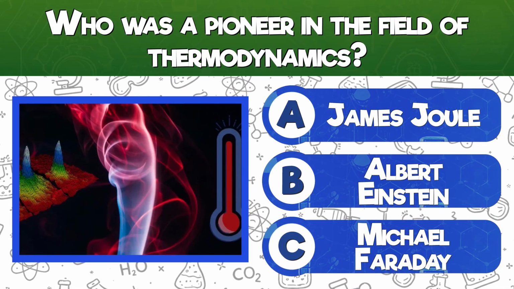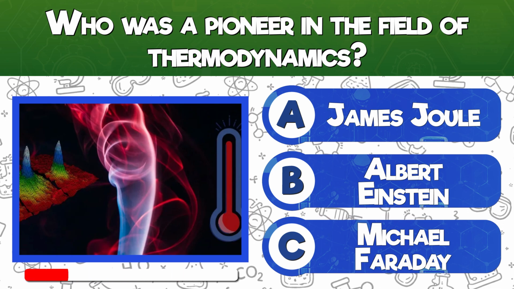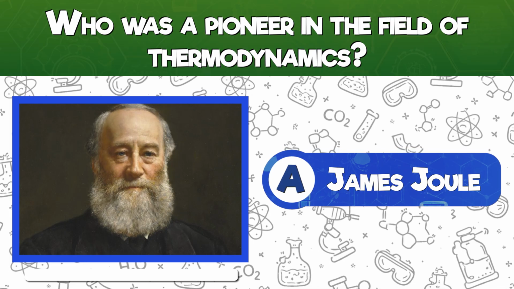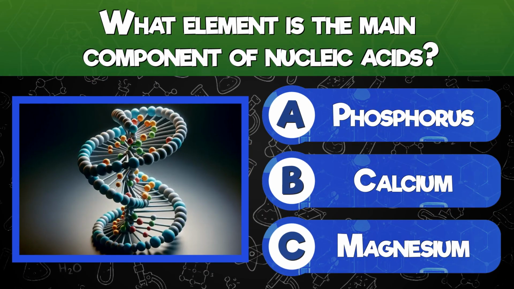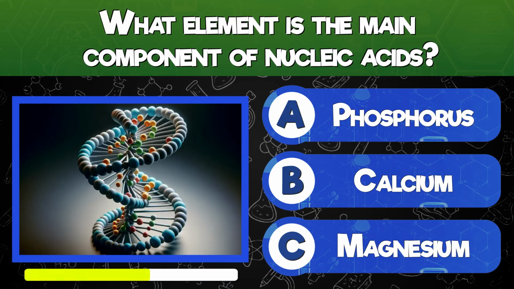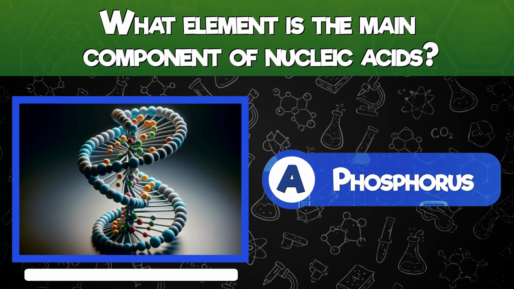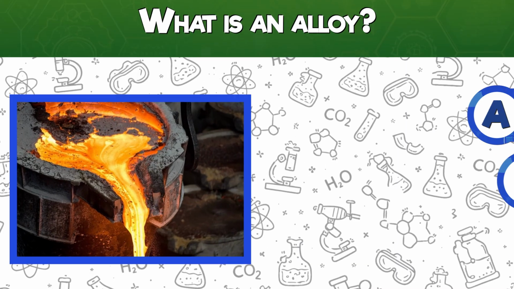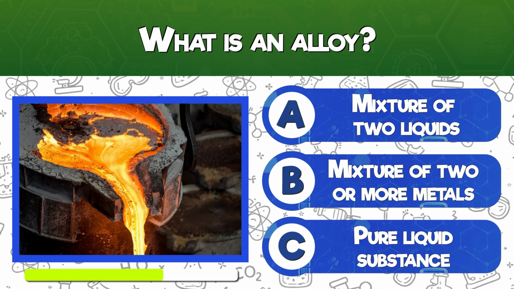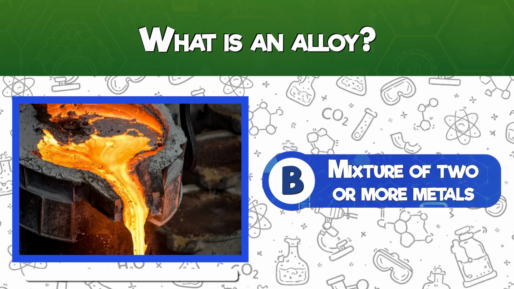Who was a pioneer in the field of thermodynamics? James Joule. What element is the main component of nucleic acids? Phosphorus. What is an alloy? A mixture of two or more metals.